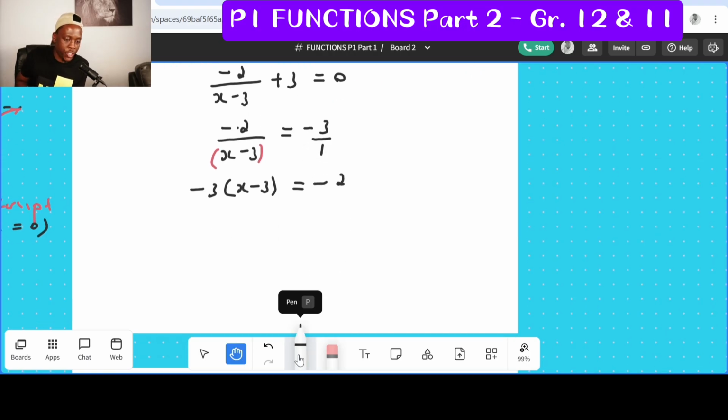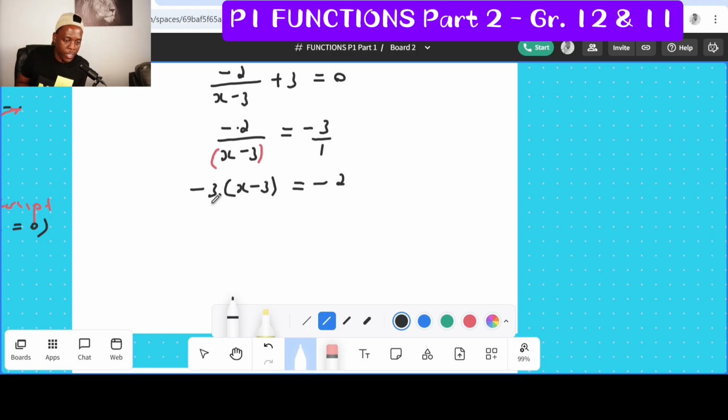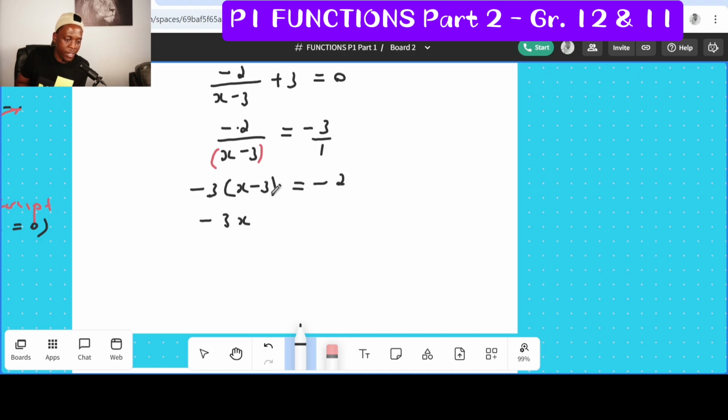At this stage, it's up to you how you prefer to proceed. I'm going to remove the brackets. So -3 times x will be -3x. -3 times -3, that's a +9, is -2.